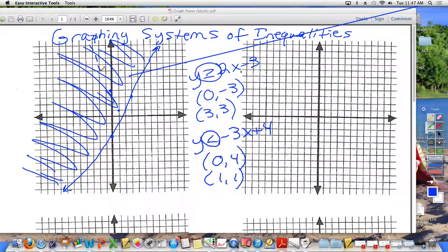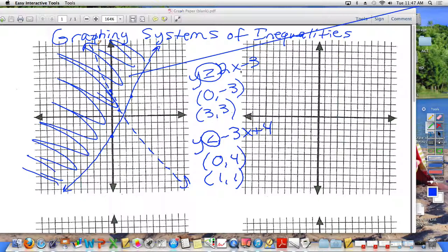So all kinds of rules when the inequality symbols do or do not have lines with it. So this time, you are going to connect the points with a dashed line, and you're connecting them with a dashed line because we are not including the values that fall on the line. We are only including the values that fall below the line. It says y is less than -3x plus 4.